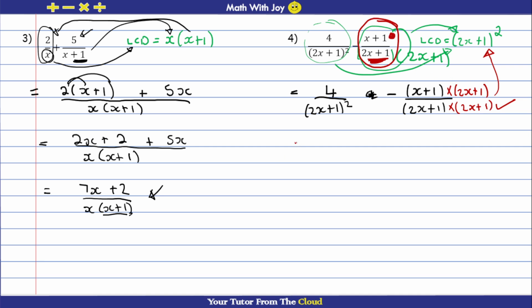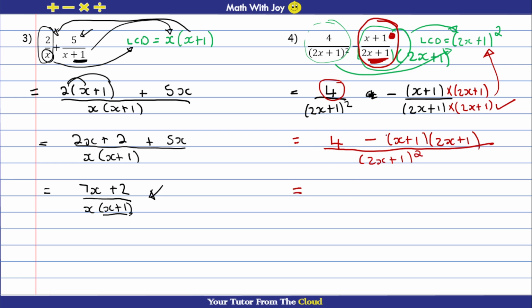So I'm going to say, well, now I have 4, which is that denominator. Now I'm putting all the denominators underneath the LCD. I'm going to have 4 minus bracket x plus 1 times 2x plus 1. That's what we have. And I'm going to divide this all over the LCD, which is just the bracket 2x plus 1 to the power of 2.